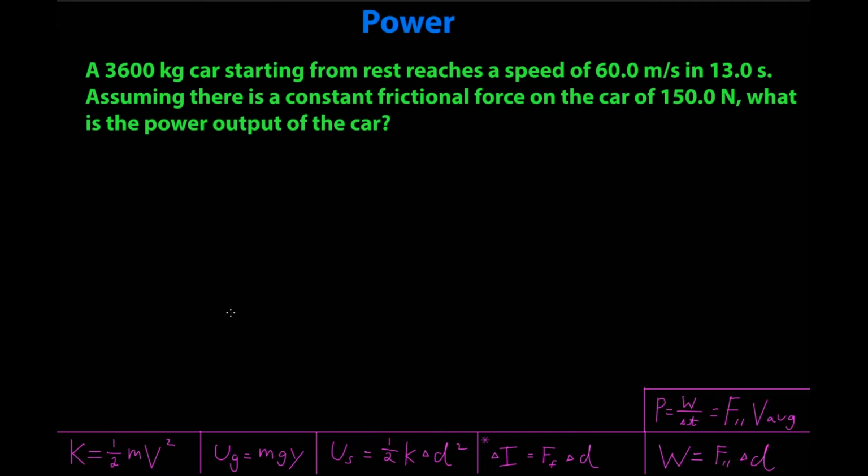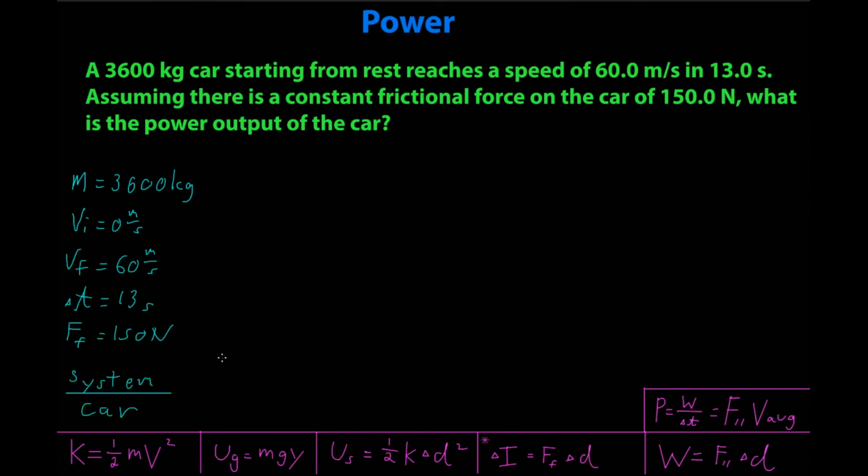A 3,600 kilogram car starting from rest reaches a speed of 60 meters a second in 13 seconds. Assuming there is a constant frictional force on the car of 150 newtons, what is the power output of the car? I'll list my givens. Mass 3,600 kilograms, VI is 0 meters a second, VF is 60 meters a second, time is 13 seconds, and the frictional force 150 newtons, and I could already tell my system here is just the car. This looks like a drag race, and if the car is gaining gravitational, this driver has a very big problem.